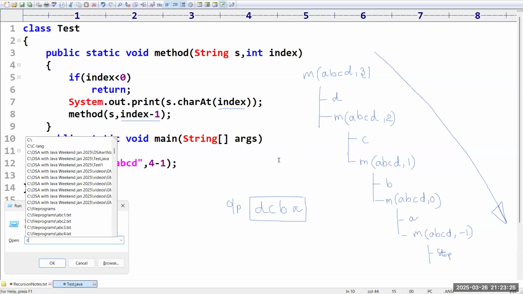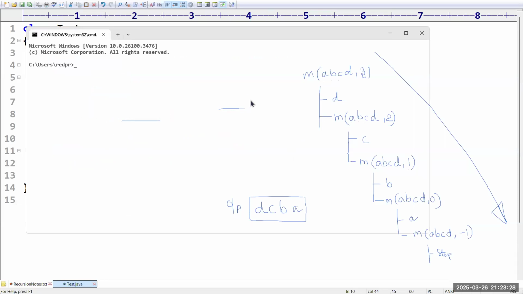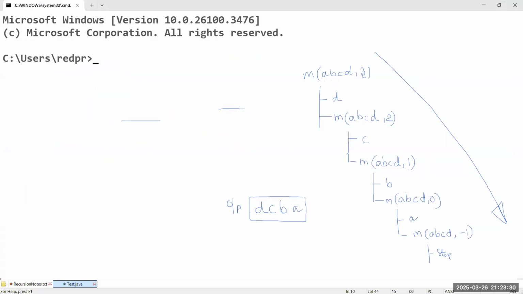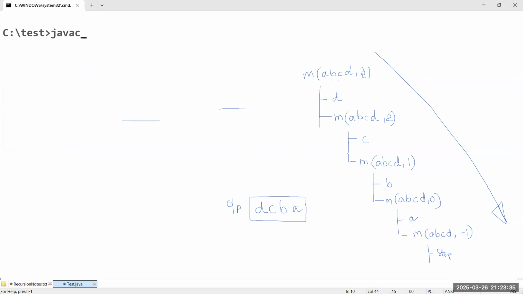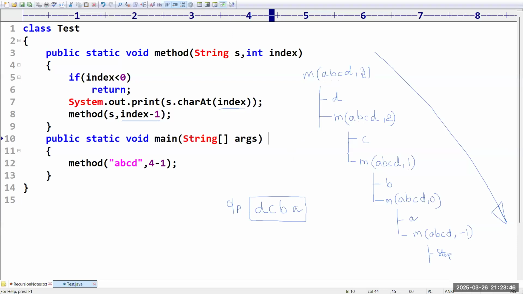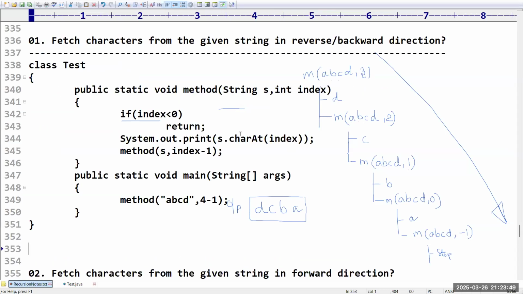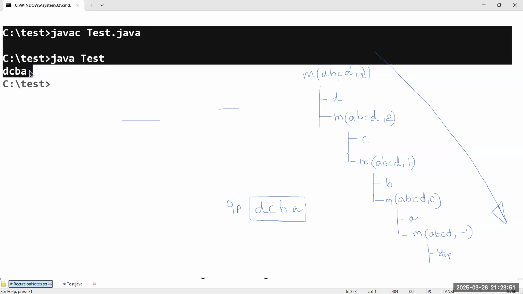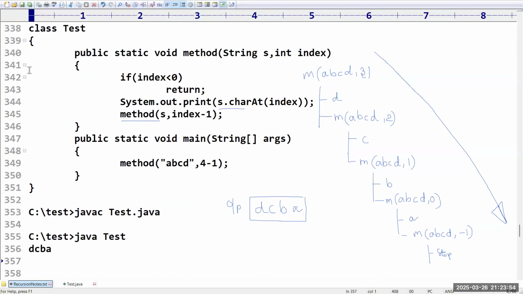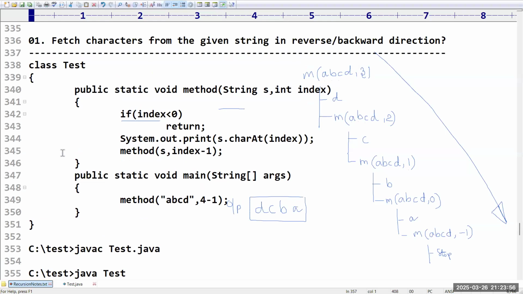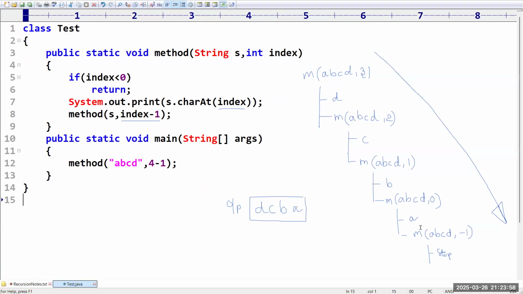Can you please check whether this output really comes or not? I have a bigger doubt. Let us run. I'm opening the command prompt and moving to the location. After this, compile the Java program. The program compiles fine, and if you run it, the output we get is DCBA. That's all. We successfully fetched the characters from the last. So whenever there is a scenario for reversing, it is better to go for this code.